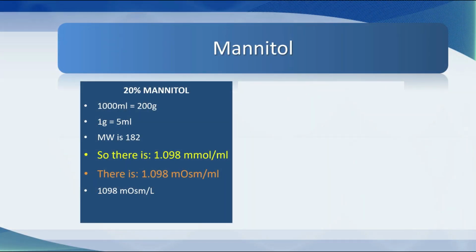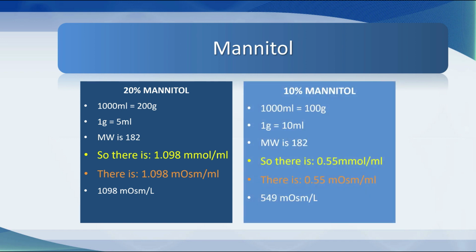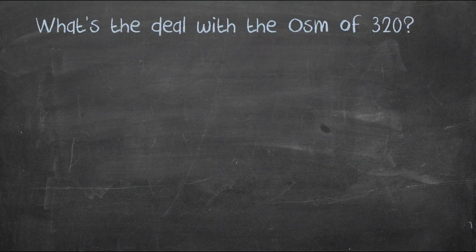Now there are a couple of different formulations of mannitol. 20% mannitol is 200 grams per 1000 mils, 1 gram in 5 mils, 1.098 millimoles per mil, or 1.098 milliosmoles per mil, or 1098 milliosmoles per litre. There's also a 10% version, which is 100 grams in 1000 mils. 1 gram is 10 mils. Because of the molecular weight being 182, there are 0.55 millimoles per mil, or 0.55 milliosmoles per mil, or 549 milliosmoles per litre. What's the deal with the osmolality of 320?